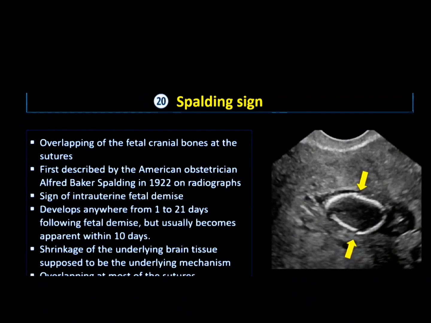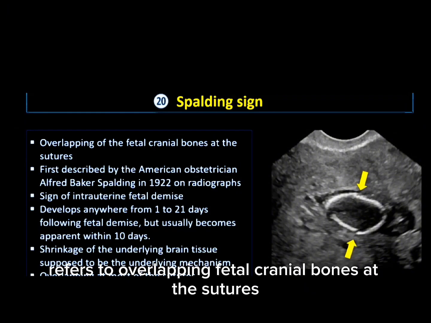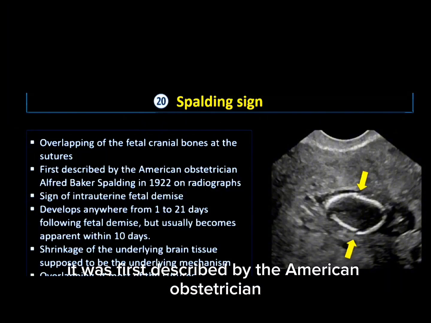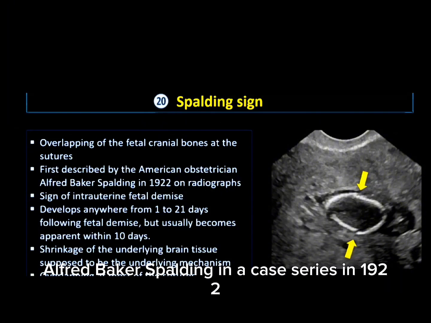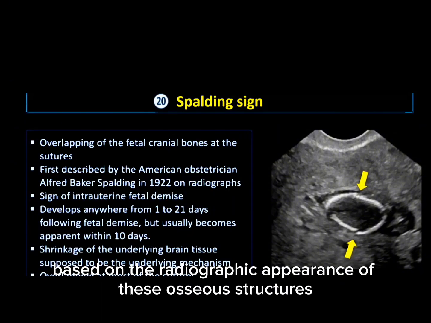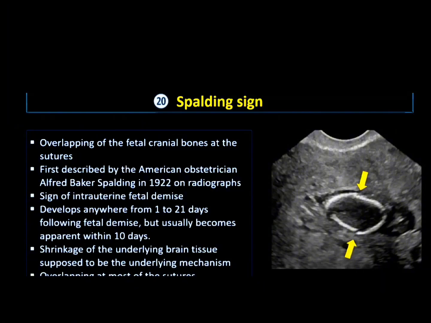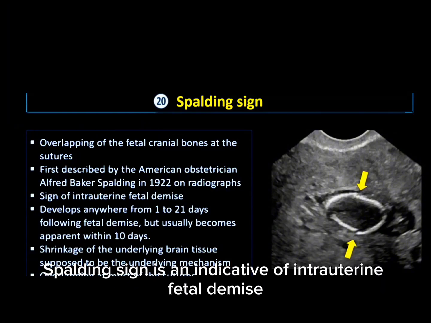Spalding sign. The Spalding sign refers to overlapping fetal cranial bones at the sutures. It was first described by the American obstetrician Alfred Baker Spalding in a case series in 1922, based on the radiographic appearance of these osseous structures. Spalding sign is indicative of intrauterine fetal demise.